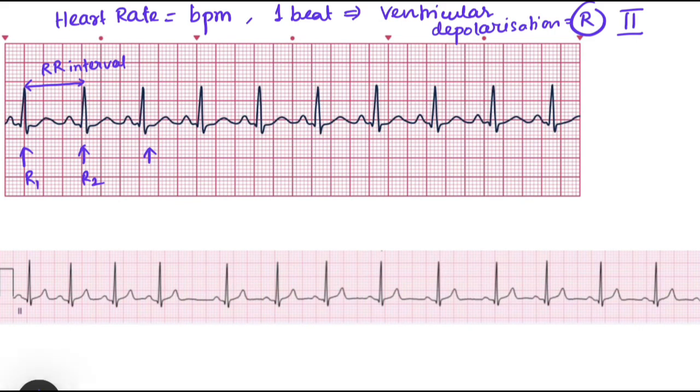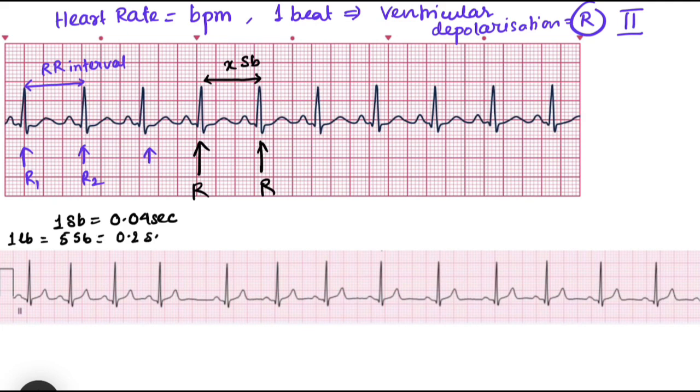Suppose between any two R waves, this R wave and this R wave, we have X number of small boxes. Now we all remember the holy grail of ECG: one small box is equal to 0.04 second, and one large box is equal to 5 small boxes, which equals 0.2 seconds. This is the basic learning we have to remember always.